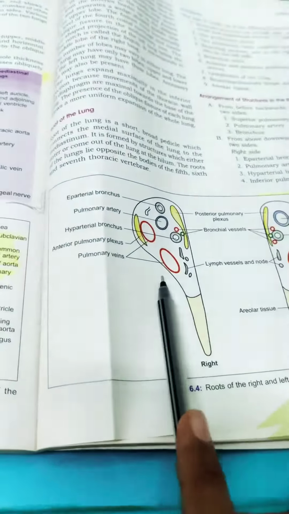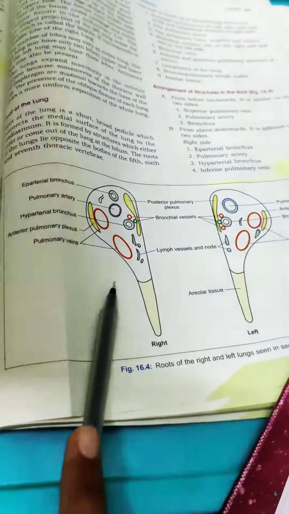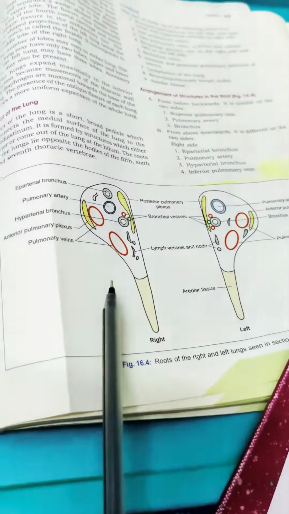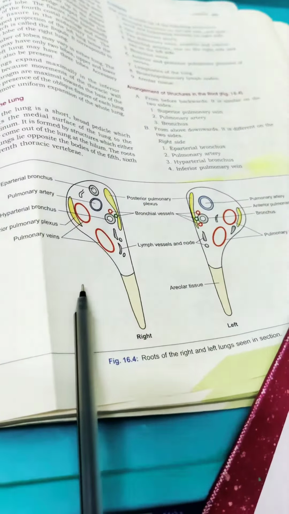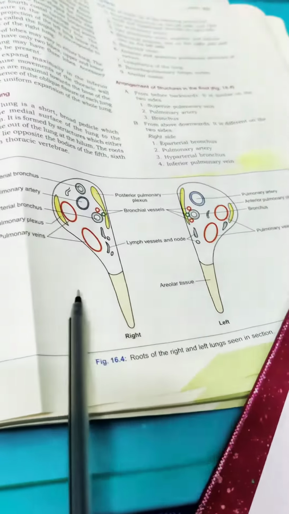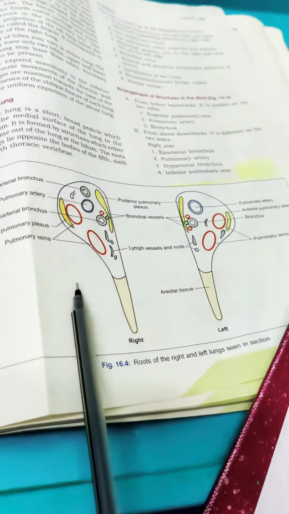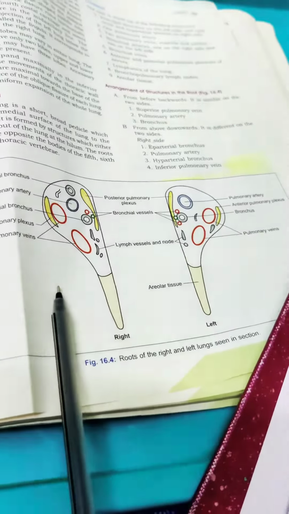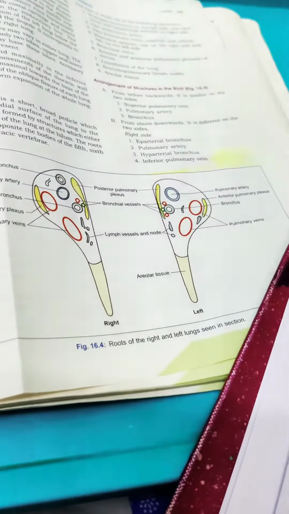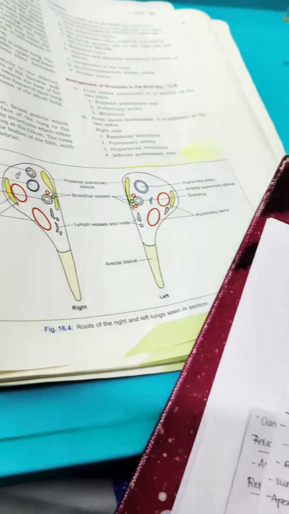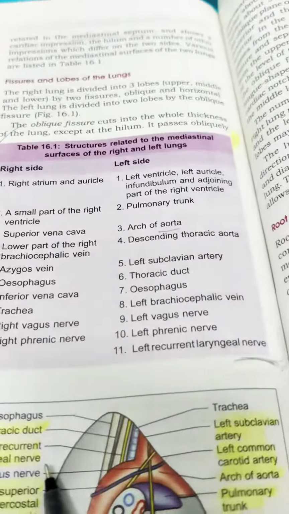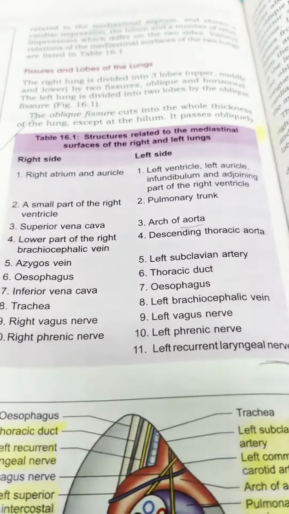So the root of the lung connects to the mediastinum, and it lies opposite to the bodies of T5, T6, T7 vertebra. So it is mainly lying opposite to the vertebral bodies, especially thoracic vertebral bodies T5, T6 and T7. Now we'll check out the contents present on the left side and right side. Before that, we will check out the structures related to the mediastinal surface of the right and left lung.